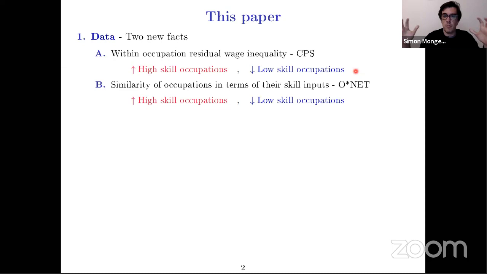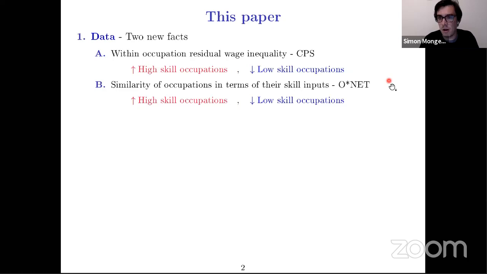This would be an easy way to explain the first fact, if the first fact was about between occupation inequality, right? High-skill occupations have become more similar, getting paid more similarly. Low-skill occupations becoming more similar, getting paid more similarly, right? But here, the fact is about within occupation inequality. And we'll try to argue that the standard models of competitive labor markets that we have aren't really useful for linking these facts together.